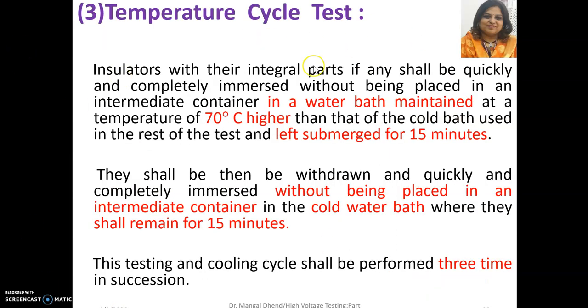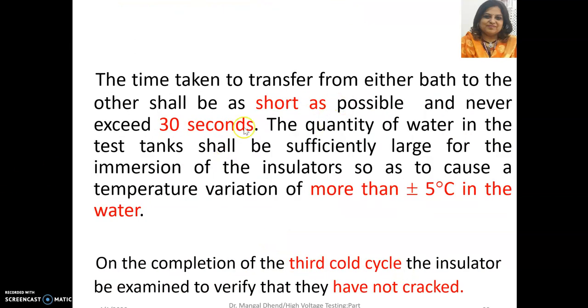In the temperature cycle test you have to keep your insulators in a hot bath and a cold bath. The hot bath is 70 degrees higher temperature, for 15 minutes, and the duration of the changeover should also be maintained, and then interchange the container into the cold water bath, where they shall remain for 15 minutes. So 15 minutes in hot and 15 minutes in cold, and the cycle should be performed 3 times in succession. The time interval between the exchange should be 30 seconds, because if you keep a large time interval for shifting, then your test results will change, and this variation is called the tolerance for the changeover.